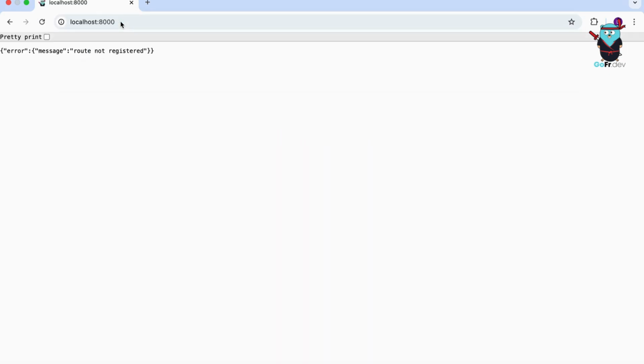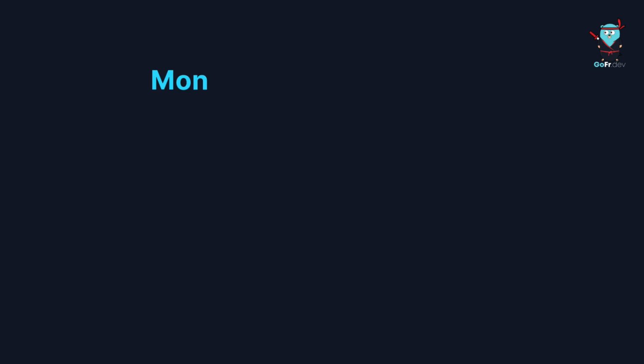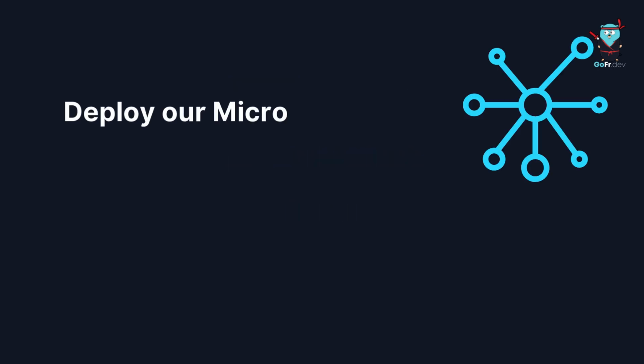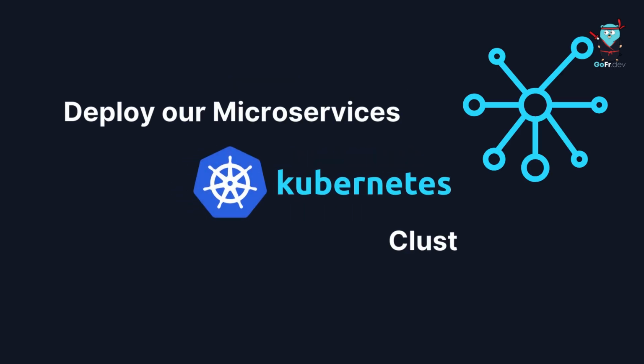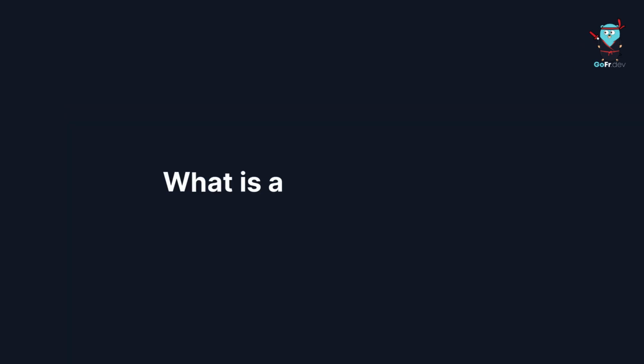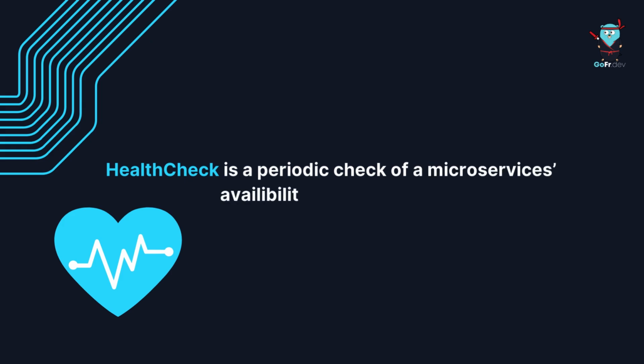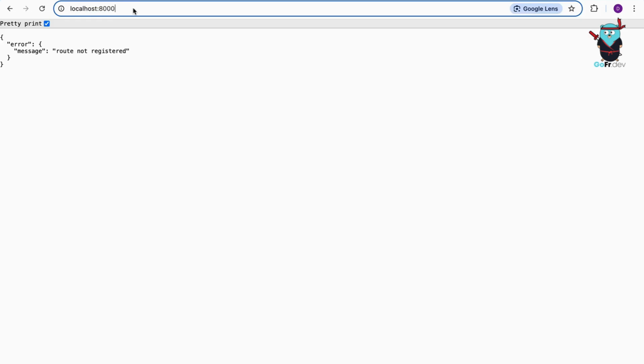This is obviously because we have not specified any endpoints in our application, but the framework adds things like HealthCheck and aliveness endpoints, which is generally required when we deploy our microservices inside a Kubernetes cluster. If you are not aware about what actually a HealthCheck is, well, a HealthCheck in microservices is a mechanism to verify if a service is running and functioning correctly by periodically checking its availability and readiness.